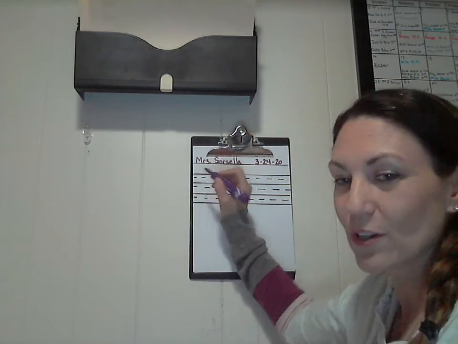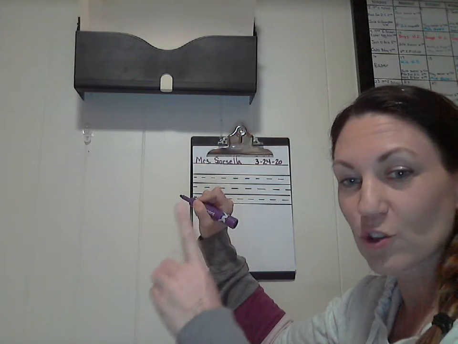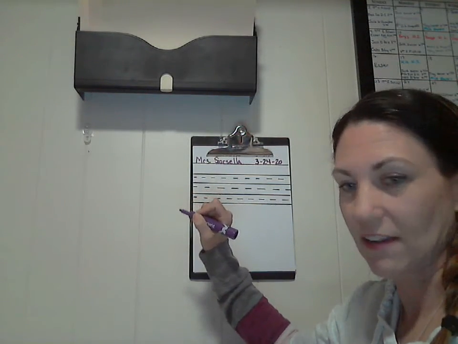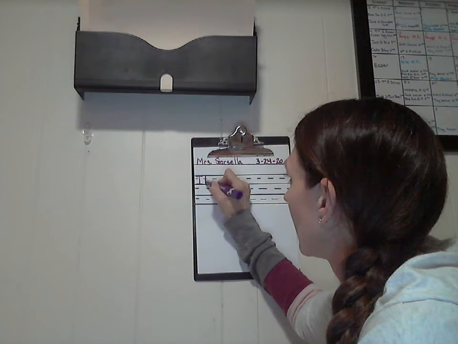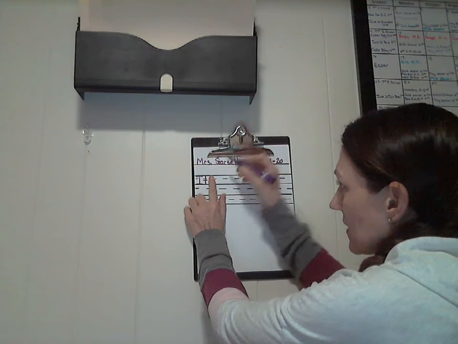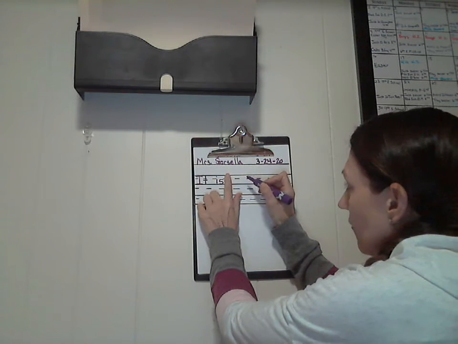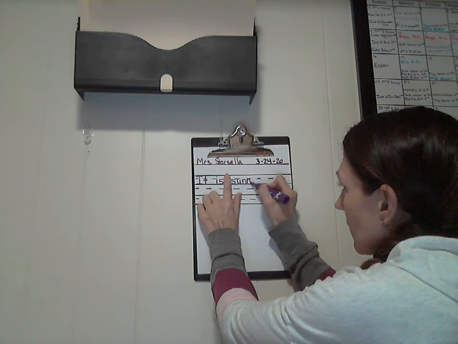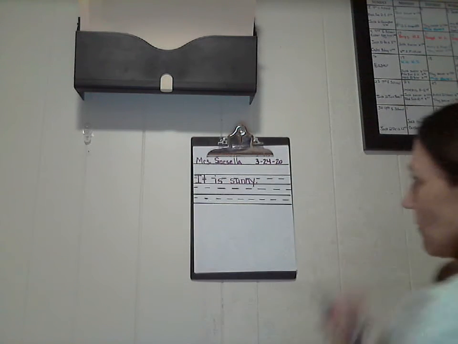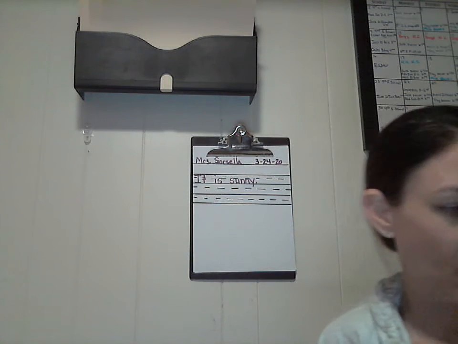So I'm going to show you a strategy of just using, if you're right-handed, your left index finger for spacing, okay? So, it, finger space, leaving it there, is, finger space, sunny, period. Okay? So that's using your index finger.